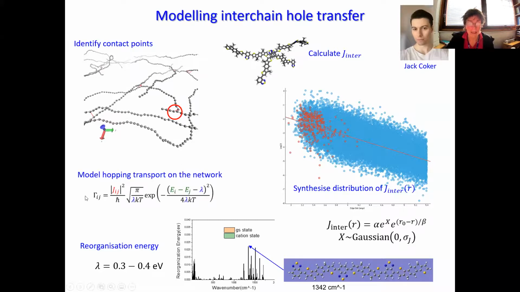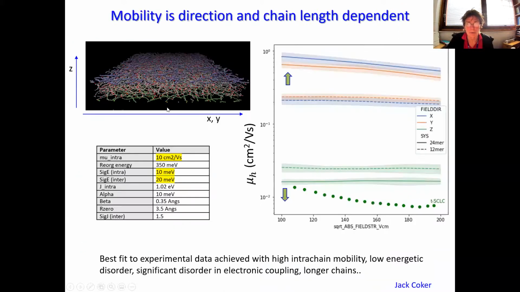Then we can finally model hopping transport on the networks that we simulated with MD. And then there are a couple of things to say. The first thing: here we're looking at the Hall mobility in a so-called Poole-Frenkel plot, as a function of the electric field. We have some experimental data just down here, and two things.